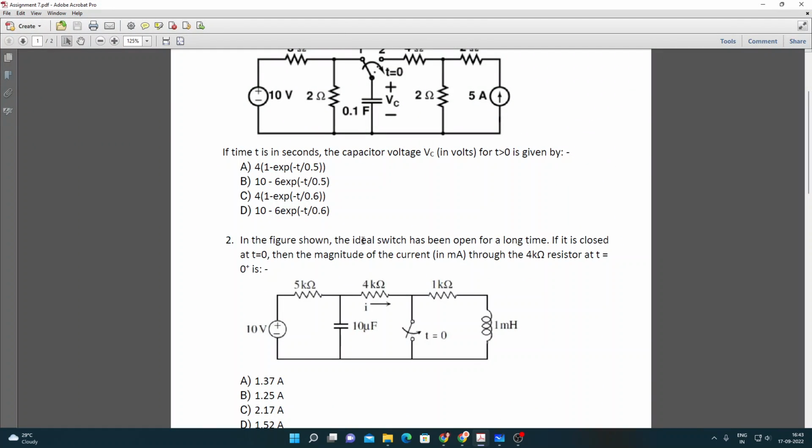In the figure shown, the ideal switch has been open for a long time. So this switch has been open for a very long time. If it is closed at t equals 0, then the magnitude of the current in milliampere through the 4 kilo ohm resistor at t equals 0 plus will be. So we have a 10 volt voltage source, 5 kilo ohm, 4 kilo ohm and a 1 kilo ohm.